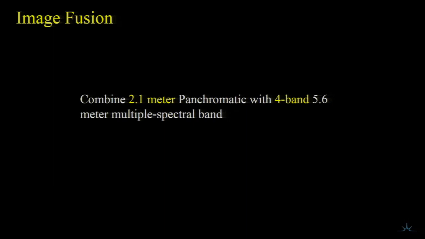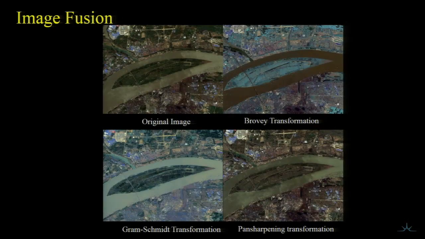The third part of the pre-processing is to do image fusion. So why do we care about image fusion? Because we can combine the 2.1 meter image with the full band 5.6 meters multispectral band. So we can combine the high spatial resolution with the high spectral resolution. I use 3 different methods to do the image fusion.